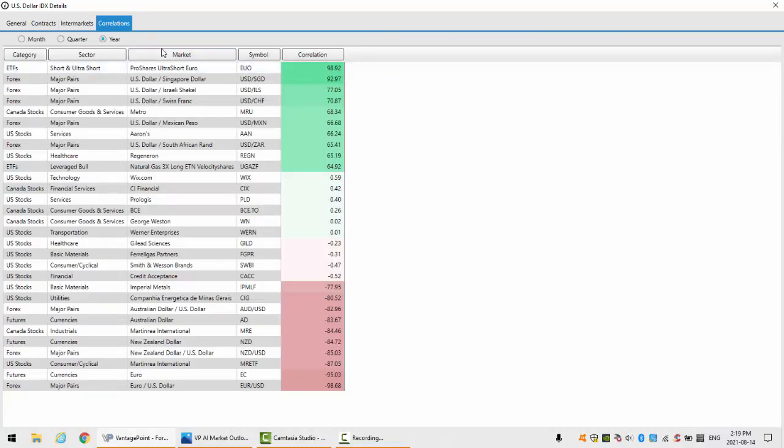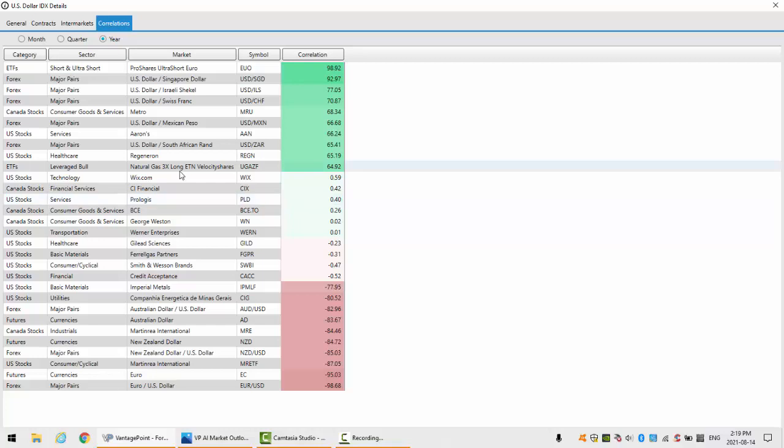On a year-over-year basis, we can see the ProShares Ultra Short Euro, 98% correlation, US Singapore, US Israeli Shekel, and US Swiss franc, Metro stock, US Mexican peso. If the dollar goes down, the theory here is that these would follow.